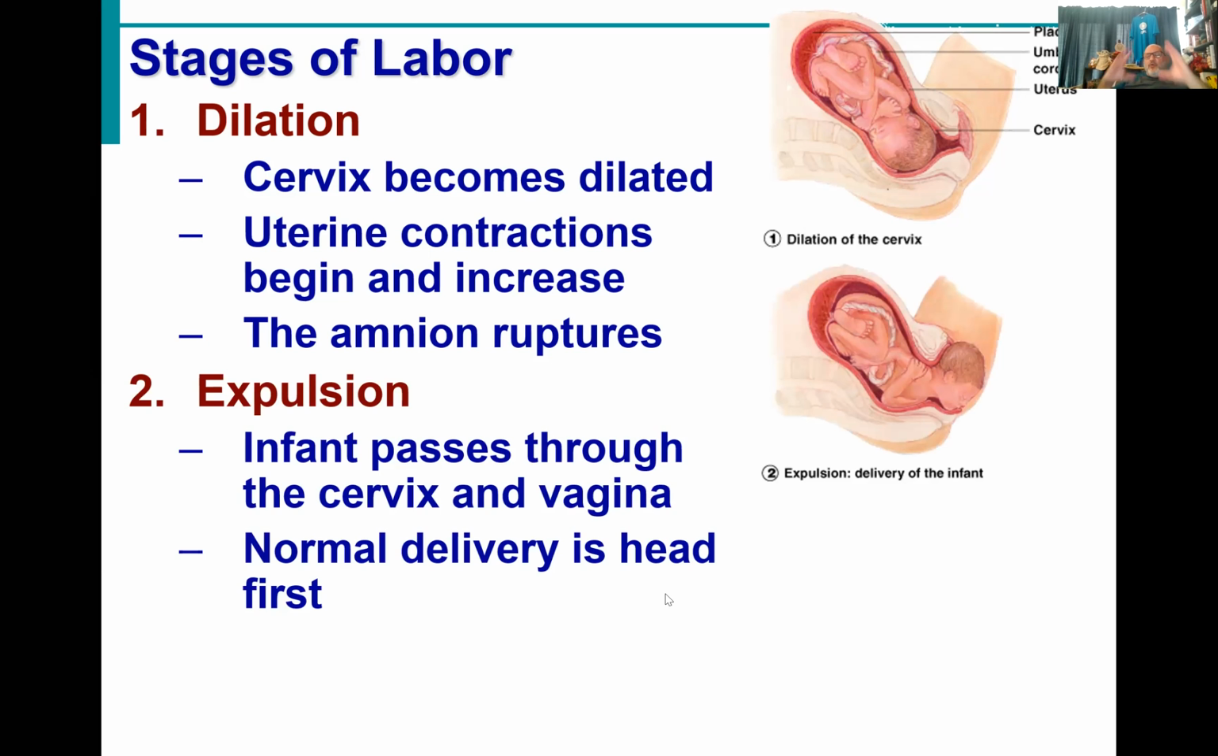All right. Once fully effaced and fully dilated, powerful uterine contractions lead to expulsion. The baby is passed through the cervix and through the vaginal canal.